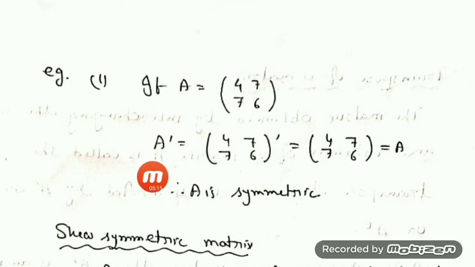Now if I take its transpose, 4, 7, 7, 6 is the matrix. 4, 7 becomes the 4, 7 column. 7, 6 becomes the 7, 6 column. Is it not the same as A? So A transpose equal to A. That's why A is said to be symmetric. Hope you understand? To be symmetric, what must happen? The transpose of the matrix must be equal to the original matrix.